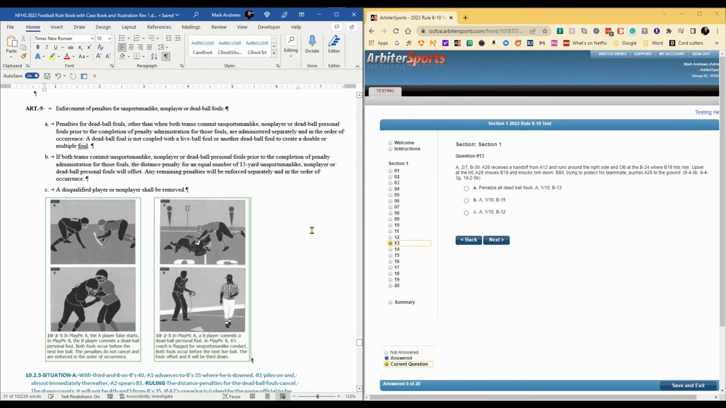So we've got 1 dead ball foul on A and 2 on B, so we're going to offset one of the B fouls, and then we're going to enforce the other B foul. So the end of the play was the 24. So we're going to go half the distance to the goal line since we're inside the 30, and it will be A first and 10 at the B12.